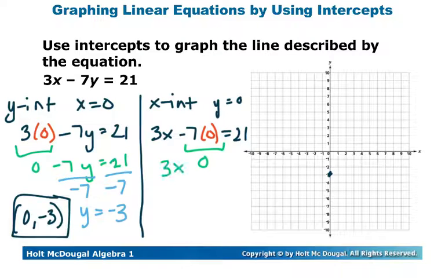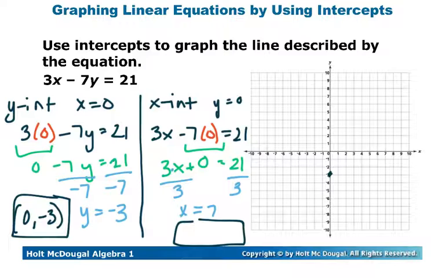So we have 3x plus 0 equals 21. But that multiplier there is going to be divided. So that means that we'll have an x of 7. Officially, that means that the coordinate of the x-intercept is going to be 7, 0. So over 7 up nothing. If we connect these two points as straight as possible, you could use the edge of a notebook or a ruler to do that. That is our line.